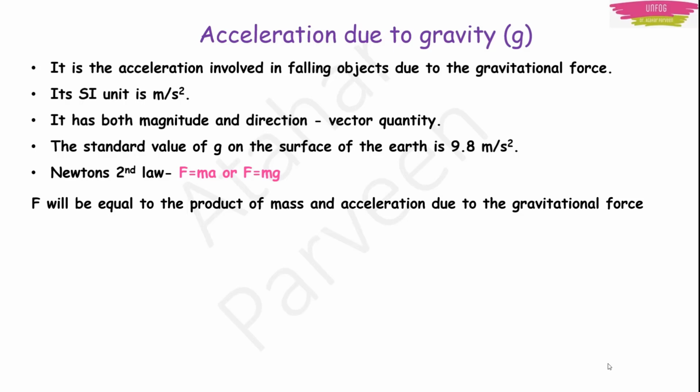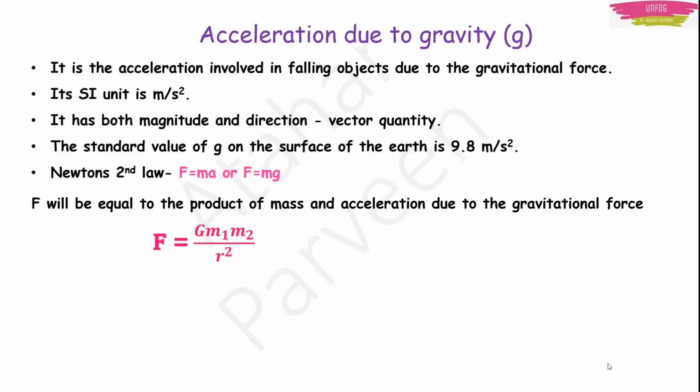Now, what does Newton's law say? Newton's law says that force is equal to mass into acceleration, right? If that acceleration is acceleration due to gravity, then I say that force is equal to the product of mass and acceleration due to gravity, right? So I can write small g in place of acceleration a. It is very conveniently it can be written. So instead of saying force is equal to m into a, I can say force is equal to mass into g.